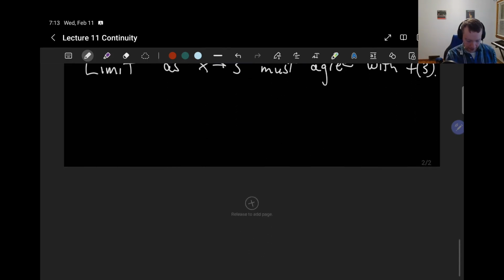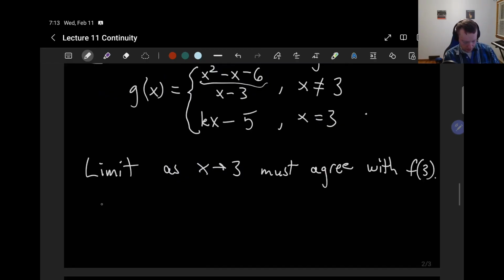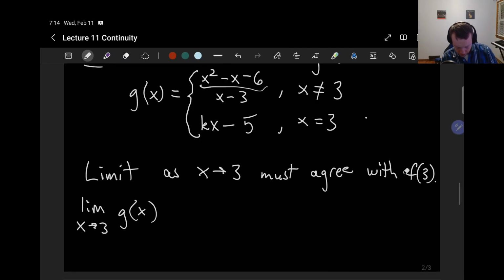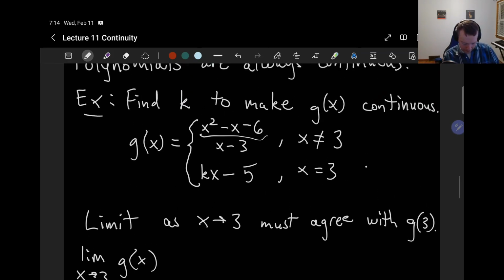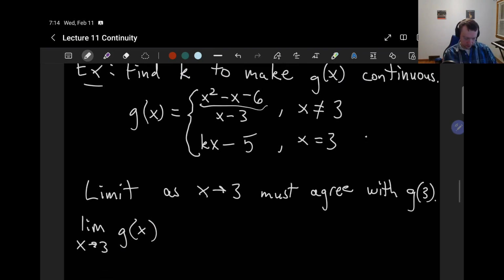Well, let's calculate that limit. That's perhaps the hardest part. Oh, I'm sorry, I wrote f of 3, that's supposed to be g. We're using different letters for this problem. There we go. So the limit of g of x as x approaches 3.